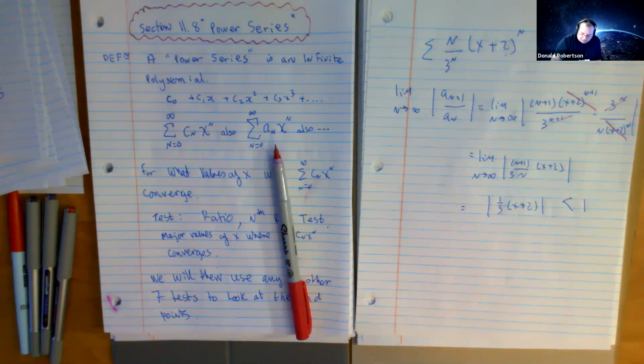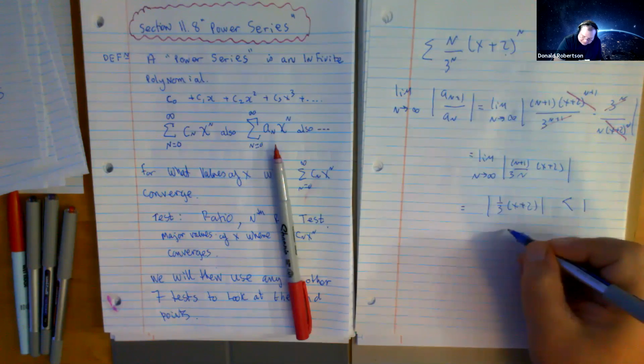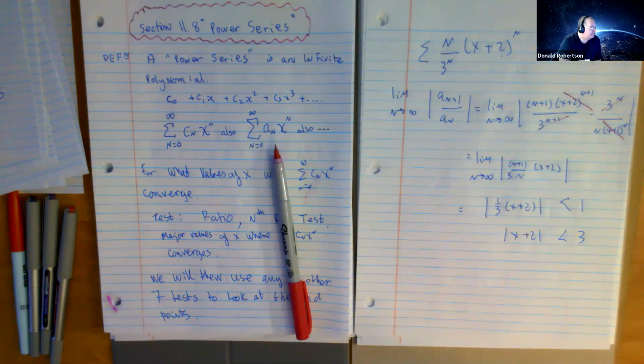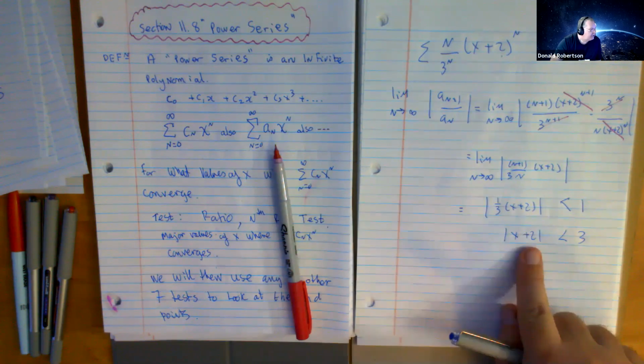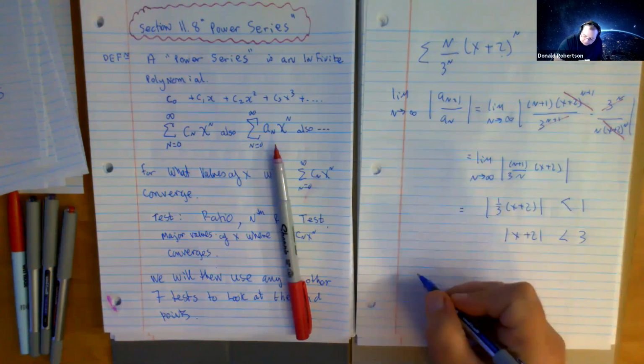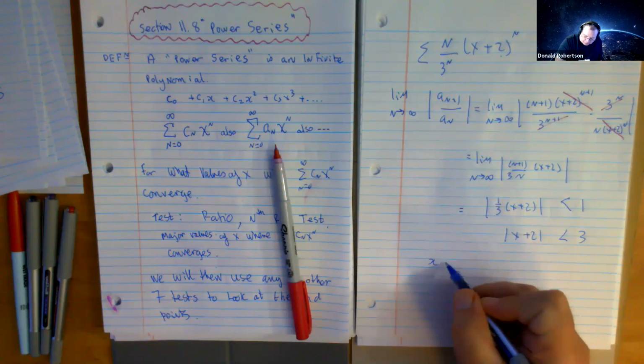Agreed? Now, to make that prettier, we need to isolate the x's. So I'm going to multiply both sides by 3, and that's okay. Can you see now that we've got the kind of structure that we need? So what's the interval going to look like?